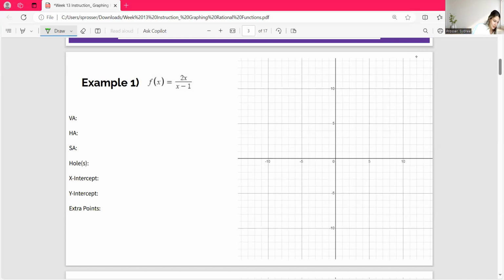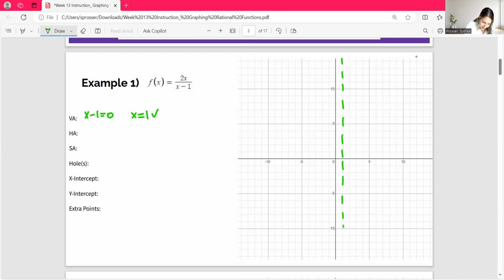Vertical asymptote, we know we need to set our denominator equal to 0 and solve. When I do this, I get x equals 1. That's my vertical asymptote. Let's throw it on our graph. X equals 1. Here's my vertical asymptote. And guys, any point you forget how to find any of these asymptotes, go watch the videos on the asymptotes.